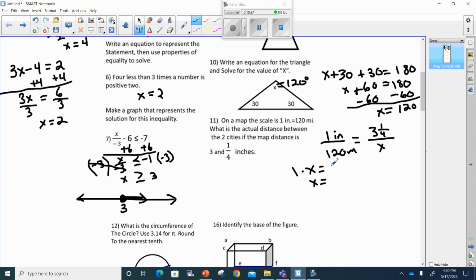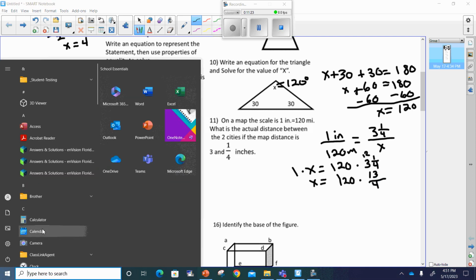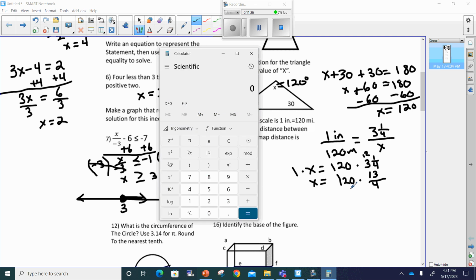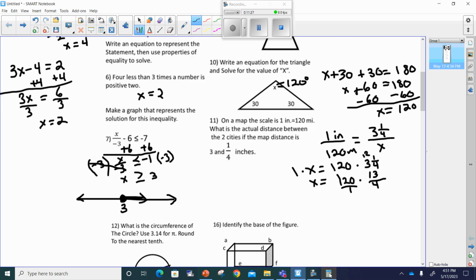And over here, we're going to have 120, as I said a second ago, times 3 and 1/4. I'm going to have to go around the world to solve this one. 4 times 3 is 12, and 12 plus 1 is 13, so this would be 120 times 13 over 4. Use my calculator to solve this. Remember, I'm going to treat this 120 as if it was over 1.